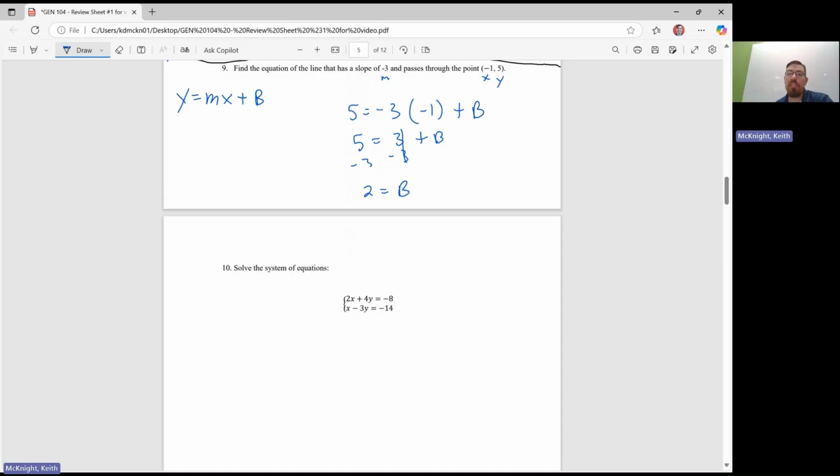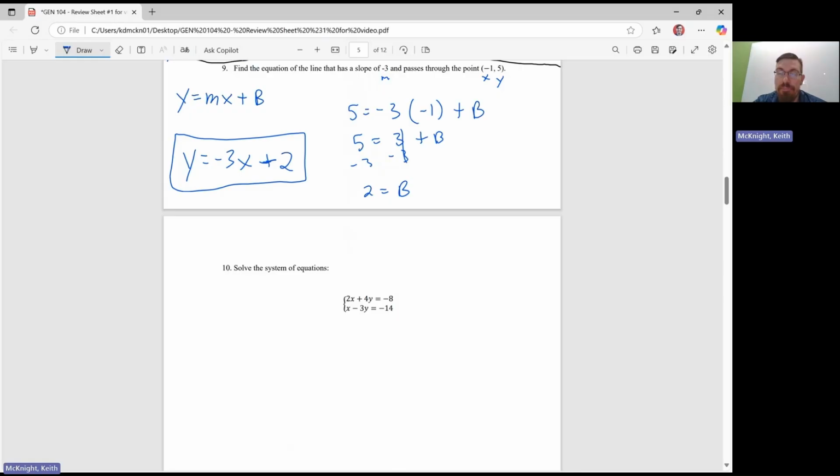Now, once we have b, we need to write our line. Remember, our line is y equals mx plus b, but we're going to plug in m and b, and we're not going to plug in x and y. So we're going to leave those as x and y. Our final equation would turn into y is equal to negative 3x plus 2. And that would be the equation of our line. Now, if you wanted to double check it, you could plug your ordered pair into your final equation just to make sure it actually works. If you plugged in negative 1 for x, you should get that y equals 5. If you don't, then something went wrong, but that's a good way to double check yourself.